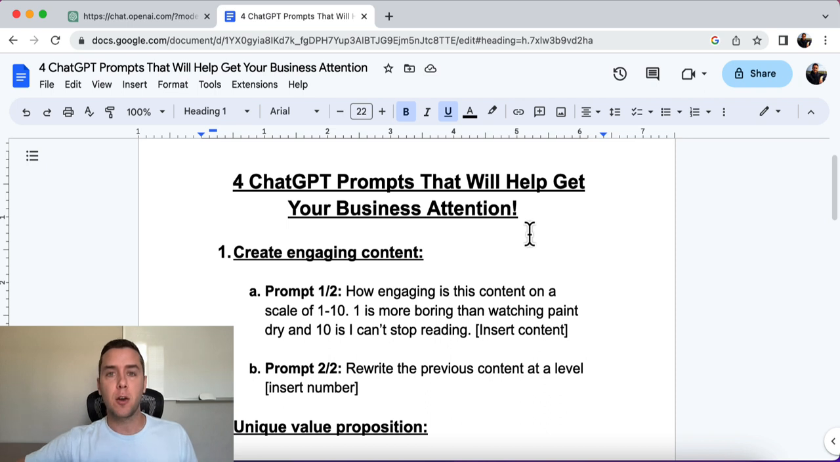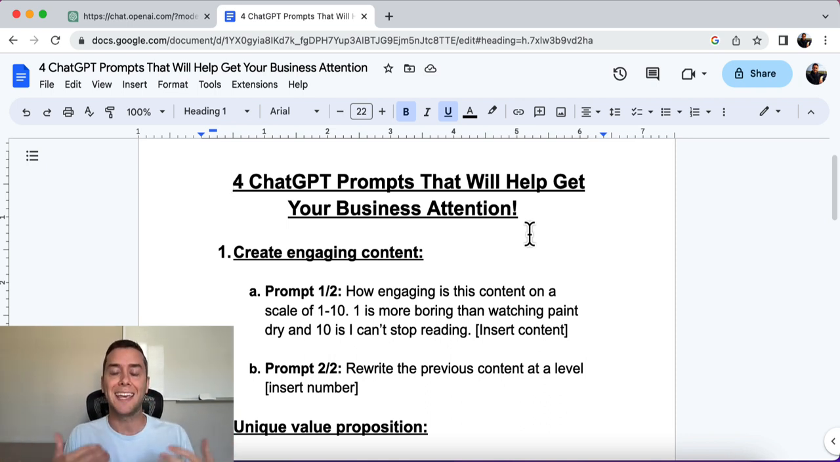So the first one is creating engaging content. If you're not already, you should be creating content for your business and it should be engaging. Unfortunately, I think a lot of people, if they have a business, are typically a master at whatever business or service or product they are selling, right? Marketing is a whole different skill than actually running a business. So when people are talking about their product or their service, they typically talk about it from a non-marketing perspective.